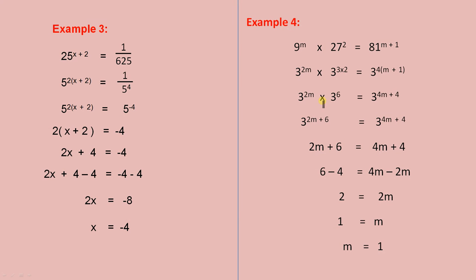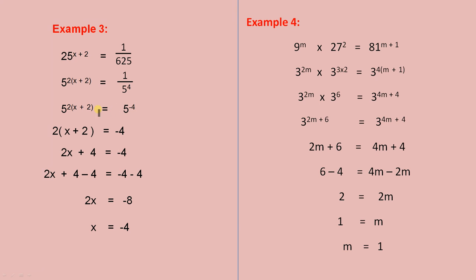Third example, slightly more involved. 25 to the power of x plus 2 equals 1 over 625. Now, let's see if we can get 25, for example, with 5 as the base. And we can, because 5 squared gives us 25. So it's 5 to the power of 2 outside of x plus 2. Now, we know that 625 is 5 to the power of 4.